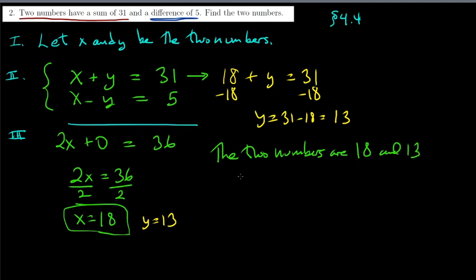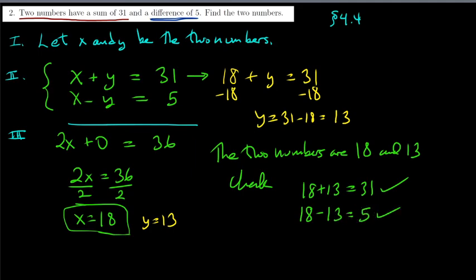Right? And we can check. When we add the two numbers, the sum has to be 31. So 18 plus 13 is indeed 31. Good. And when we subtract the two numbers, the difference, 18 minus 13 is 5. So that's correct, right? So we know we have the two numbers.